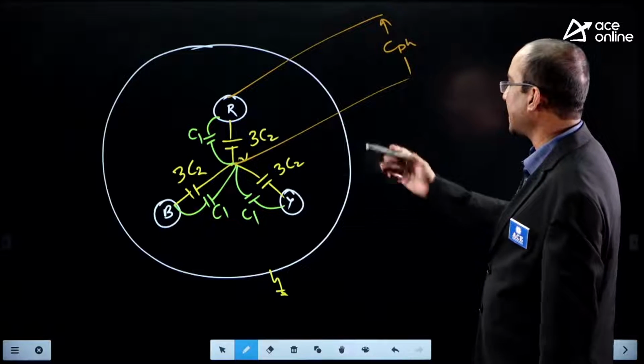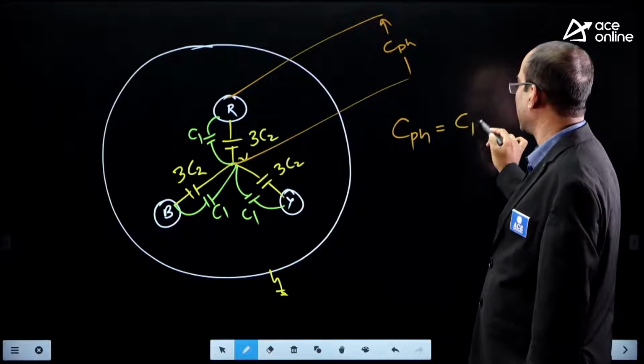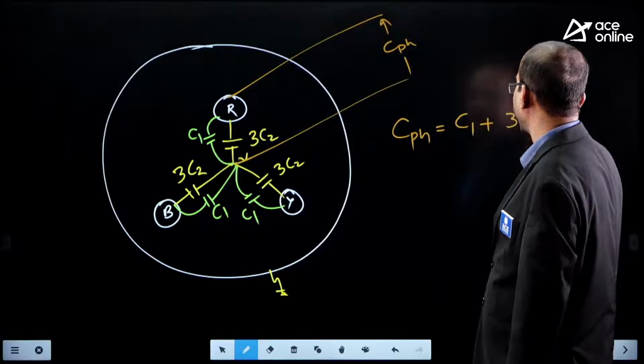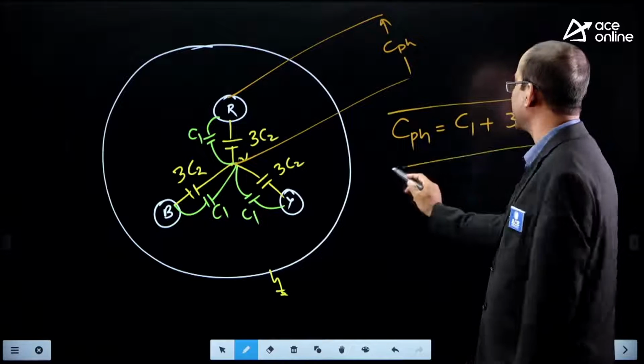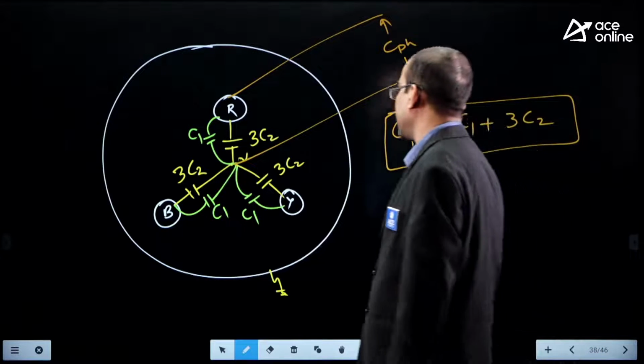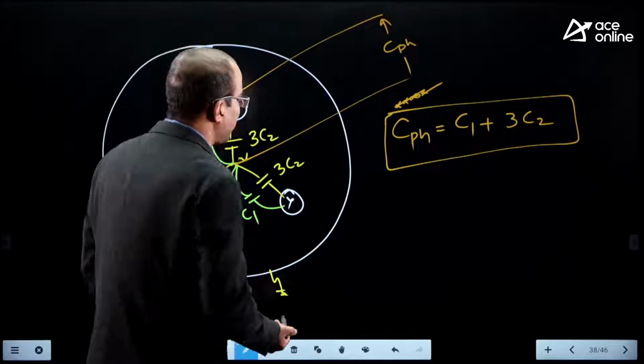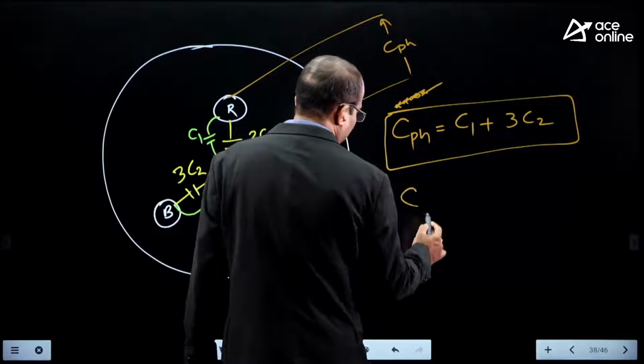How do you calculate the capacitance per phase now? Capacitance per phase is core to sheet capacitance plus 3 times core to core capacitance. This is the relation for calculation of capacitance per phase.